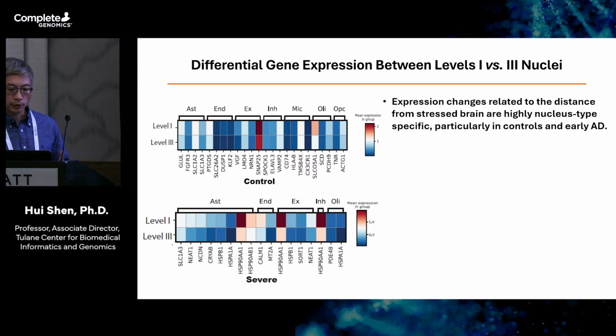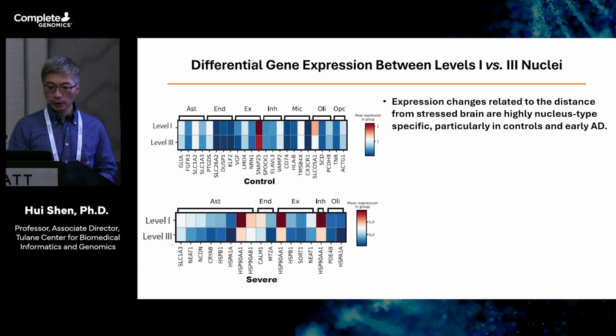So next we wanted to compare the transcription profile between these level 1 and the level 3 cells. The reason we can focus on these two is that we found the expression profile between level 1 and level 2 are very similar. So basically here we only focus on level 1 versus level 3 to represent those cells that are close to those stressed neurons versus those that are relatively distant.